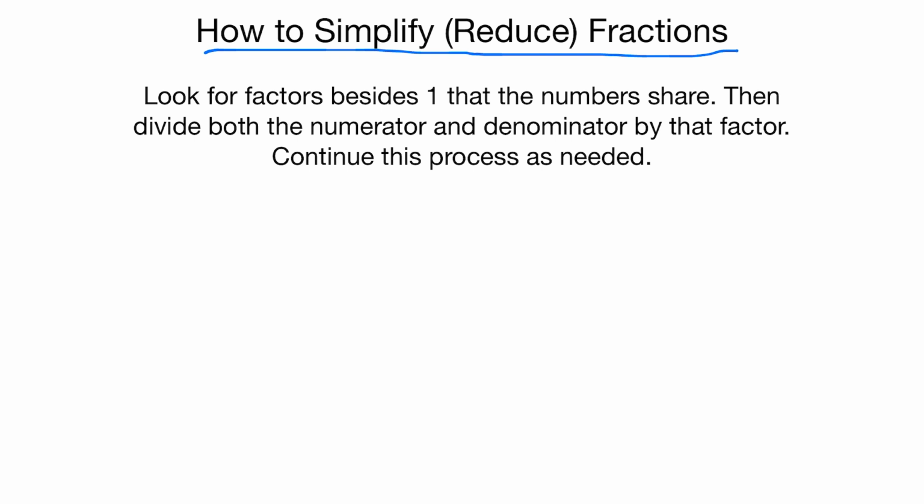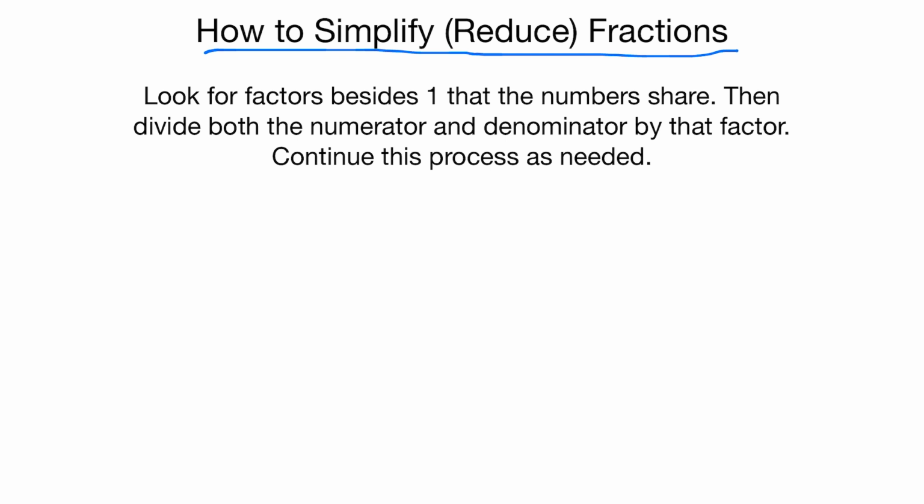Sometimes the numerator and the denominator only share one factor, and sometimes the numerator and denominator share multiple factors. So all numbers have a factor of 1, meaning you can multiply that number 1 times itself will give you that number. But let's look for factors beside 1.